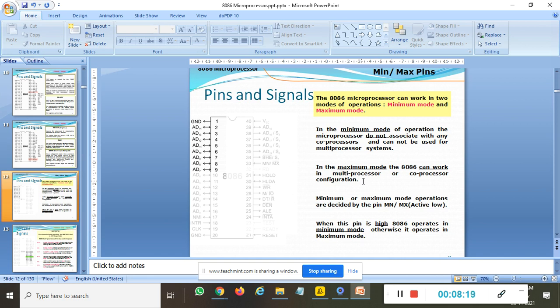Okay, so maximum mode of operation, in general, is the multiprocessor or co-processor configuration of 8086. So how can we identify when it is used as maximum mode or as minimum mode of operation? It can be identified by a signal called MN/MX, pin number 33.